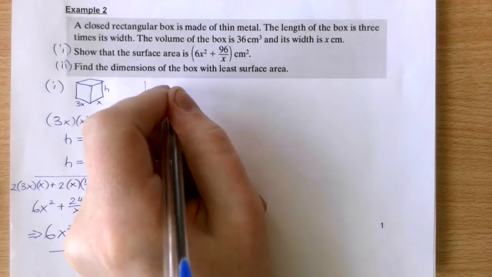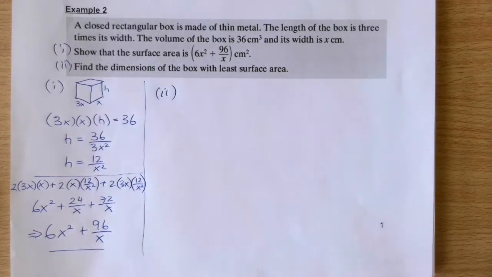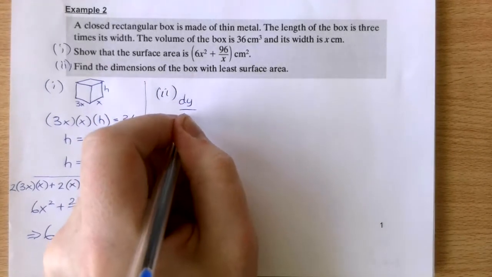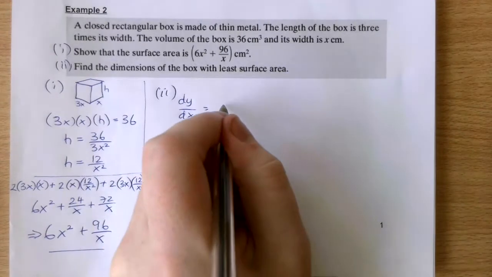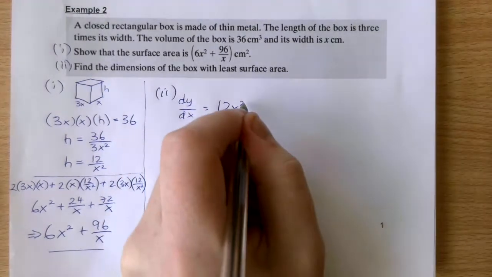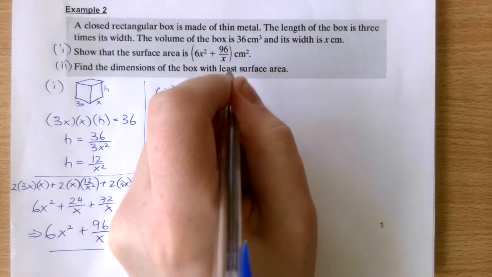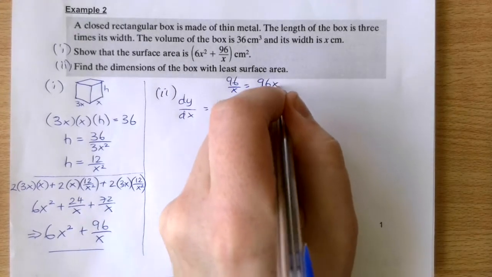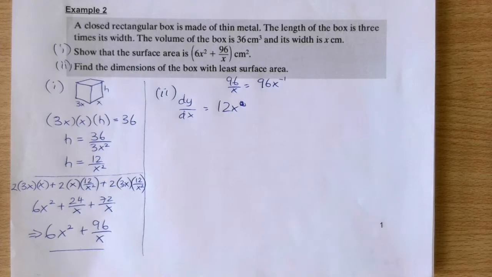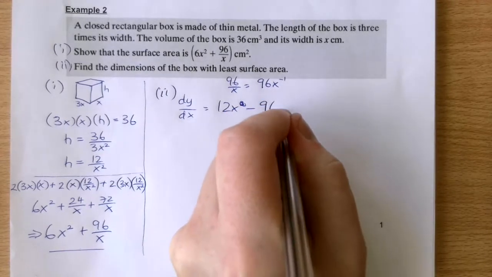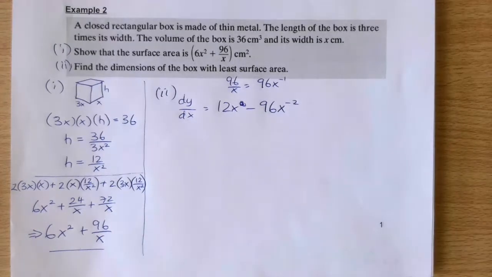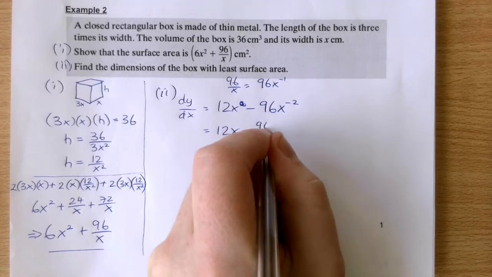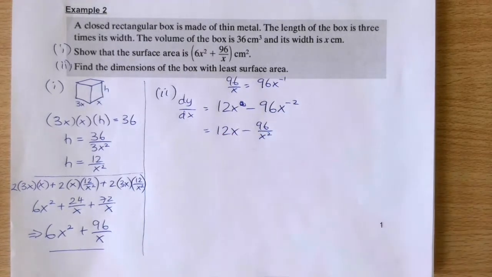For the second part of the question, it said find the dimensions of the box with the least surface area. So the first thing we need to do here is differentiate. So we're going to differentiate. So it's going to be dy/dx is equal to 12x. And now to differentiate the 96 over x part, we need to change that into 96 x to the power minus 1, and then we're going to take down the power, so it's going to be minus 96 and reduce the power by 1, so it becomes minus 2. Now if you want, you can rewrite that as 12x minus 96 over x squared, or you can just leave it as it is up above.